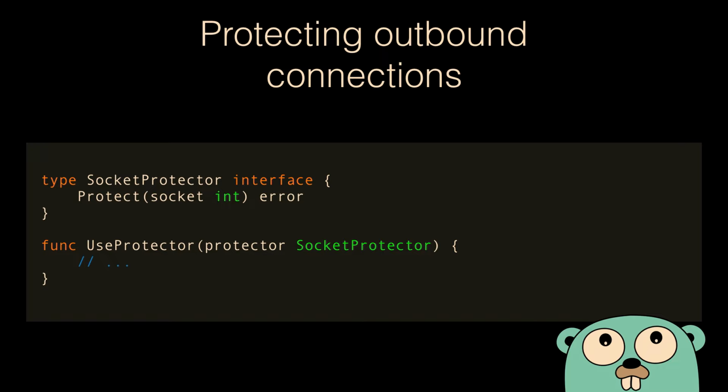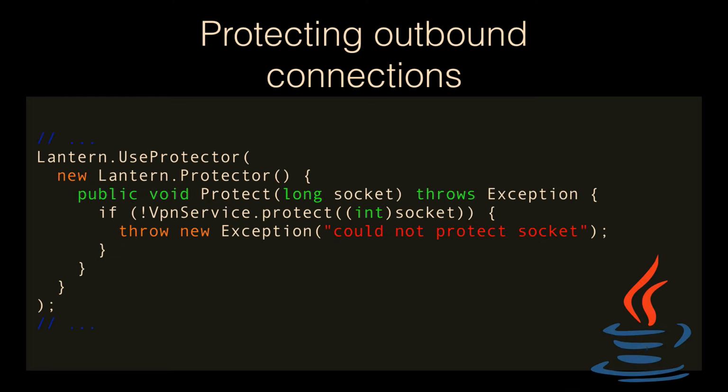And please note that we are using an interface there. On the Java side, we are satisfying that interface by providing a protector object. And this protector object has all the requisites of the interface we saw before. And please note that this function is calling VPNService.protect, which is the function from VPN Service we want to use.